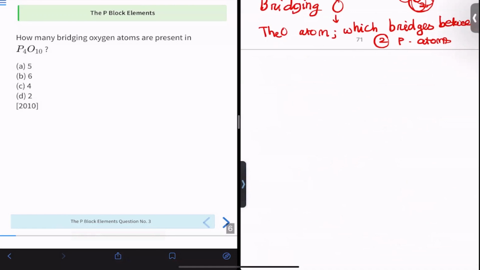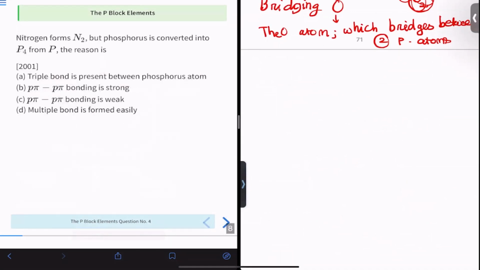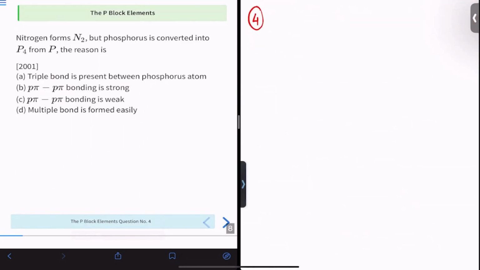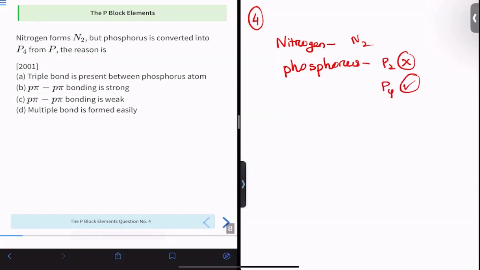Okay, guys. So with this, I'll move to question number 4. Question number 4 says nitrogen forms N2. But phosphorus does not form P2, it forms P4. Why does it form P4?